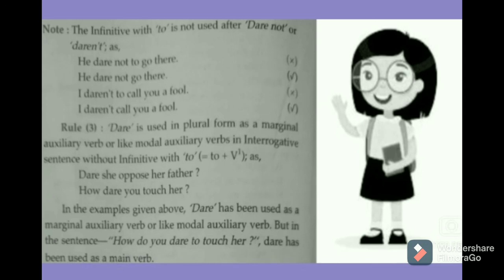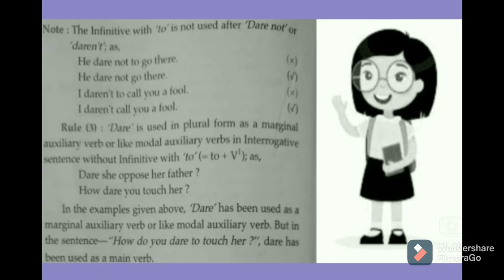Let's see the next point. The infinitive with to is not used after dare not or daren't. As, he dared not to go there is wrong. He dared not go there, that's the correct sentence. I daren't to call you a fool, it's incorrect. The correct sentence is, I daren't call you a fool.